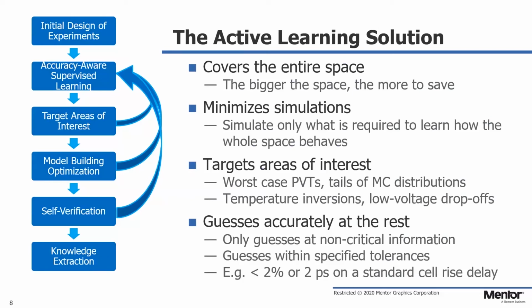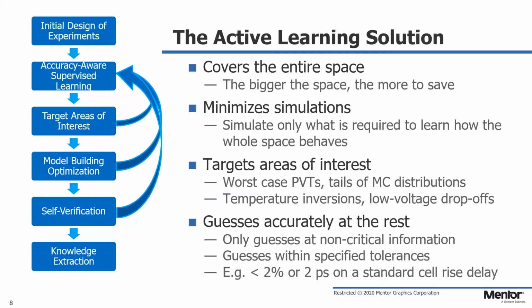It can target areas of interest, so not all circuits have the same problem that we're looking at. If we're looking at DC gain on an op-amp, high gain's usually okay. We want to see low gain, so let's focus on areas of low gain, or areas that are interesting. If you've got a temperature inversion, let's go find the vertex of that temperature inversion. Or if you've got a low voltage drop-off where you see nice delay behaviors, and then you get to low voltage and there's a knee, let's go find that knee explicitly. So we can do that kind of thing with active learning approaches dynamically.